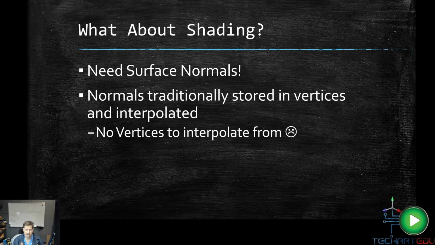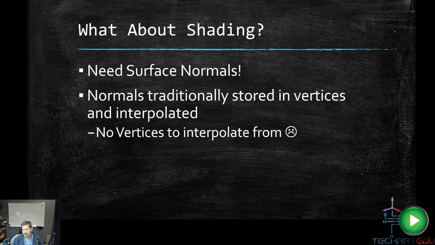That means normals. Normals are those little arrows that are sticking up perpendicular to the polygonal surface. You've got to have those normals. Without those normals, you can't render a surface. Now, traditionally, normals are stored inside of the vertices, and then during the rasterization process, they're interpolated across all the pixels. But what are we going to do now that there are no normals?